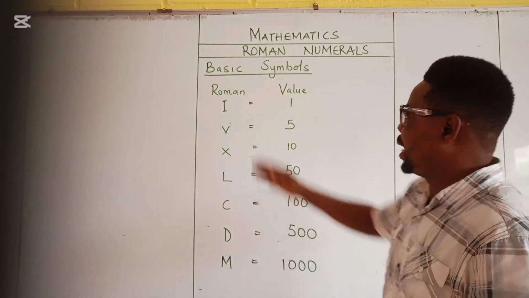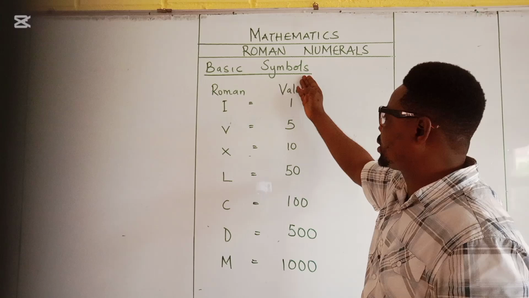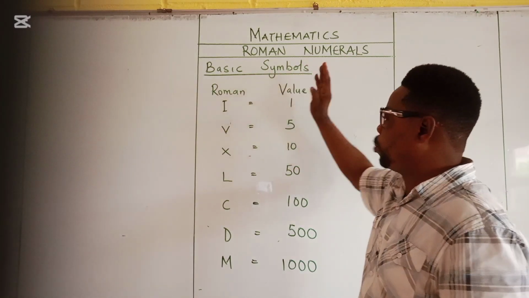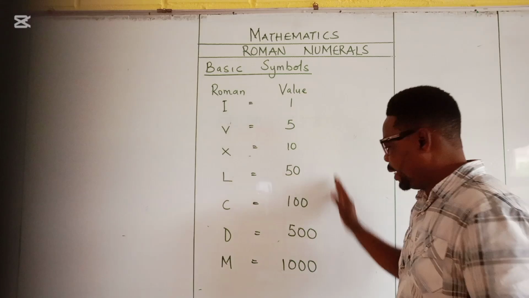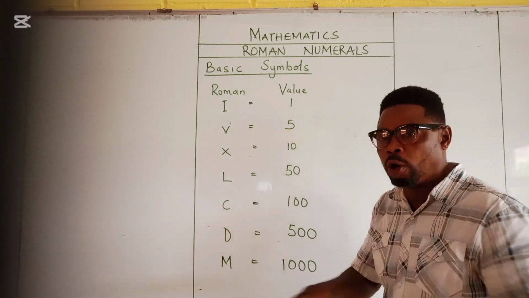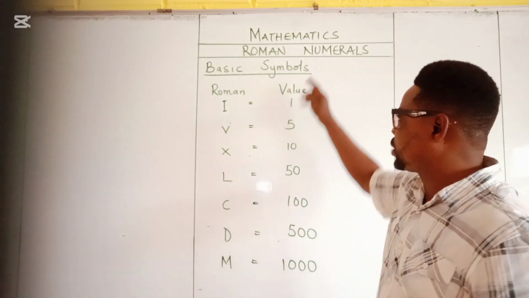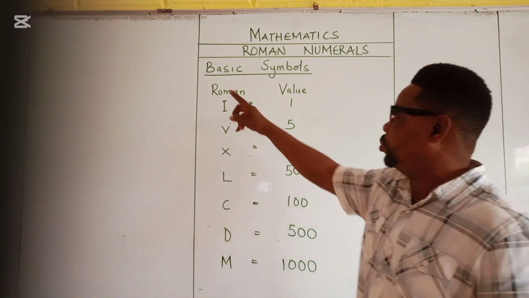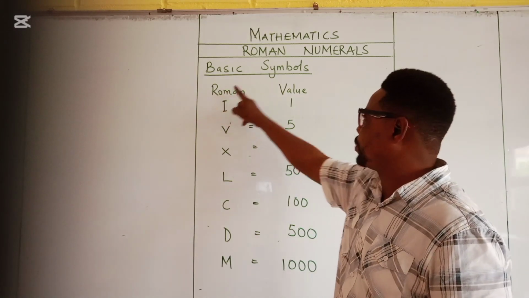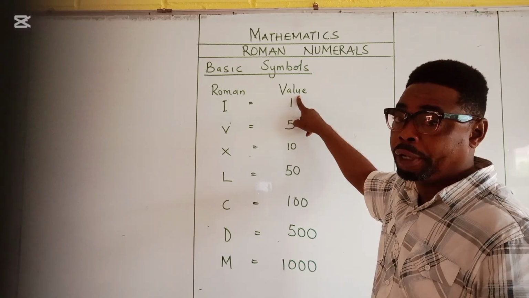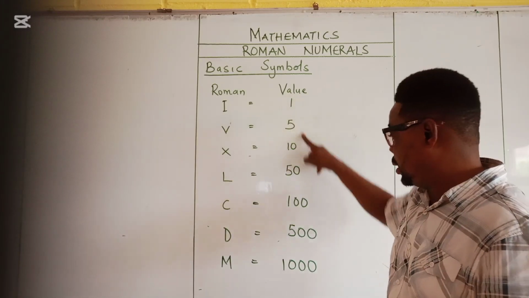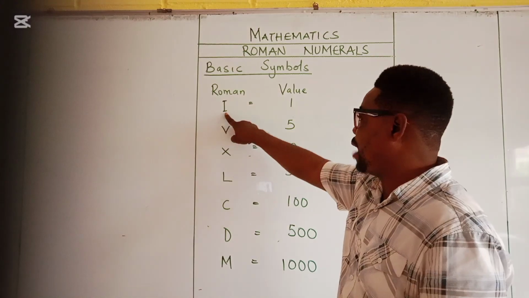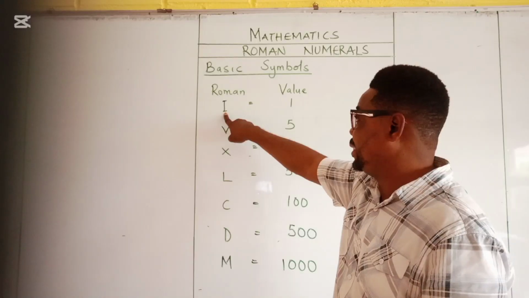Now, these are the basic symbols of Roman numeral. After these ones, there is no other symbol. Now, this is Roman numeral, and this is the value that we know it to in our own letter, that is Arabic numeral.